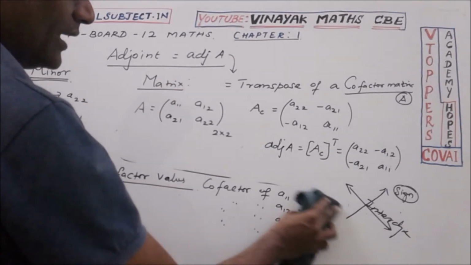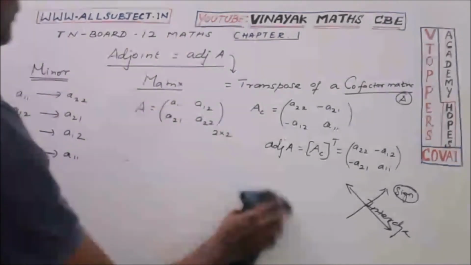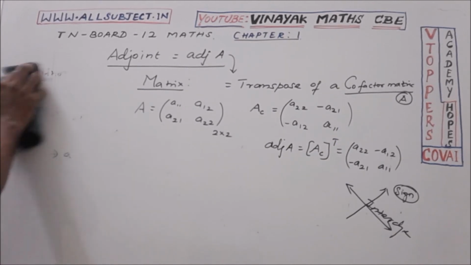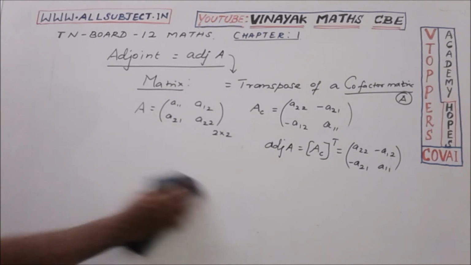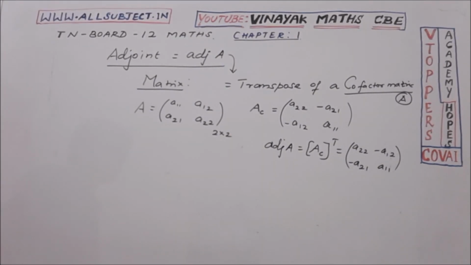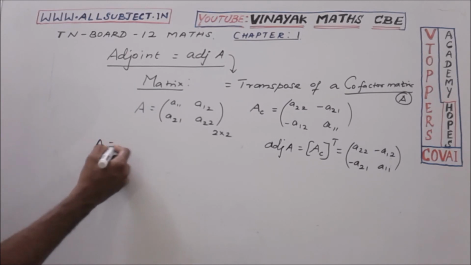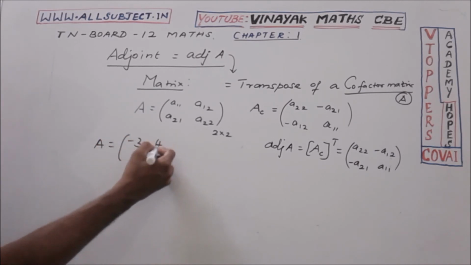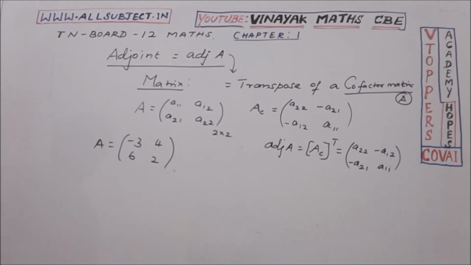Now we are moving to an easy problem. Exercise 1.1. We have one problem here. That is, find the adjoint of the matrix minus 3, 4, 6, 2. So you can easily calculate.